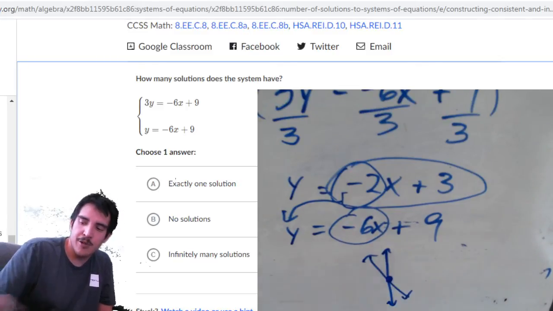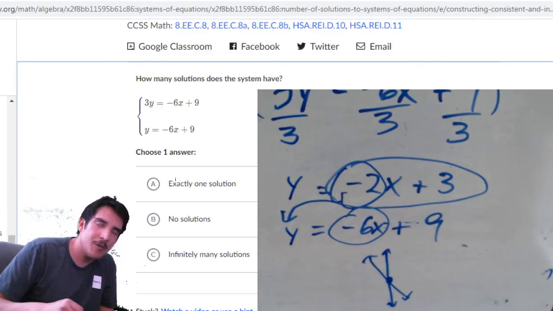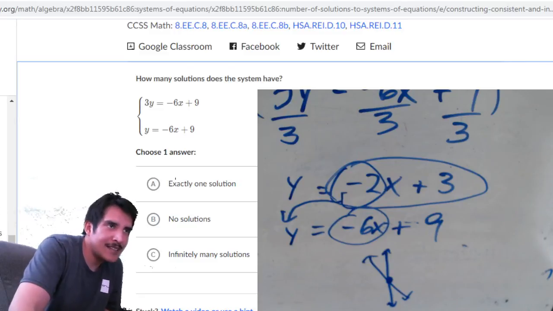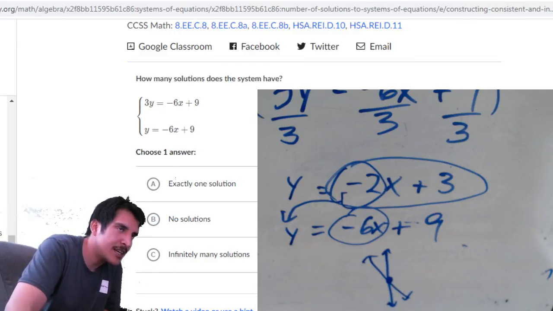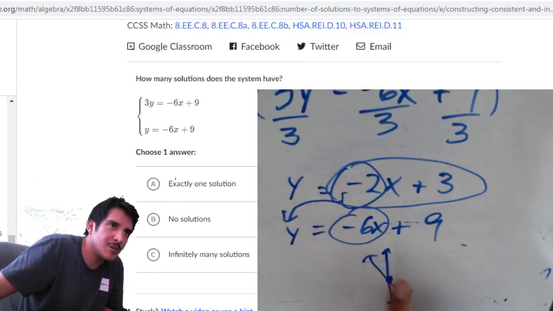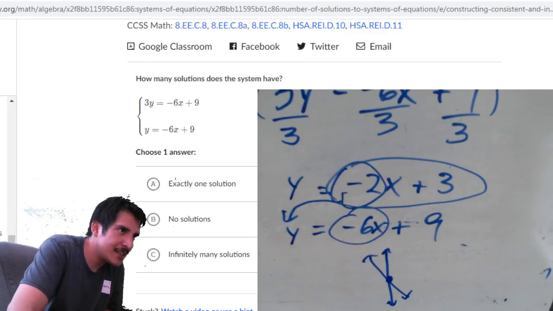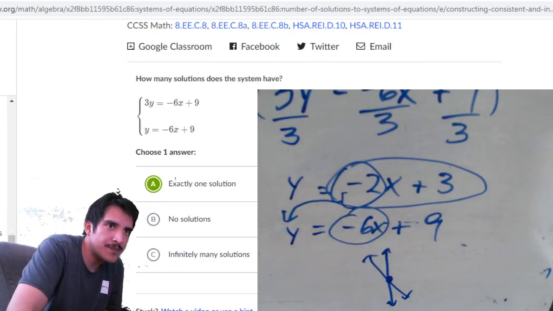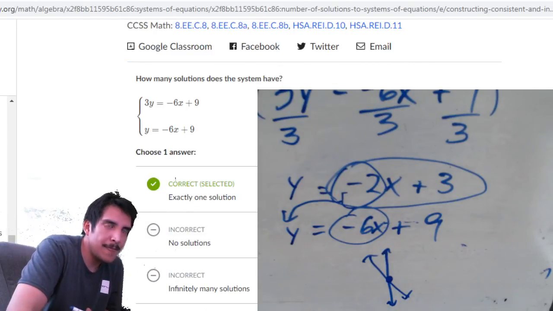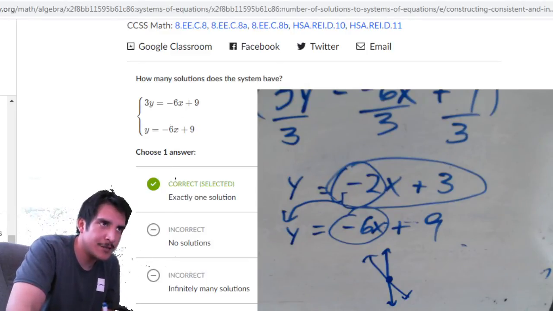And if two lines have different slopes, we already know that they will intersect how many times in this picture. Look at my picture and tell me, how many times do these two different lines intersect? They intersect one time. So you're going to choose exactly one solution. Okay? So different slope means one solution. Even though it looks like it's the same slope, when you simplify the equation, you get different slopes.